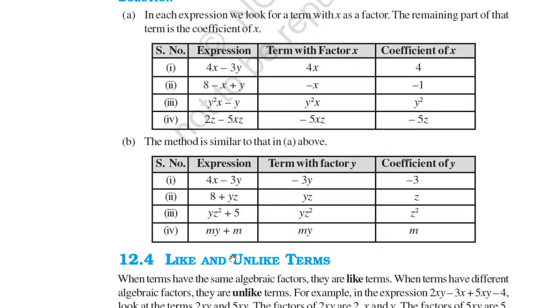Now we have to find the coefficient of y. Here the term is minus 3y and the coefficient is minus 3, and here also you can see yz is the term and z is the coefficient. Here also yz square is the term and z square is the coefficient, and my is the term and m is the coefficient.